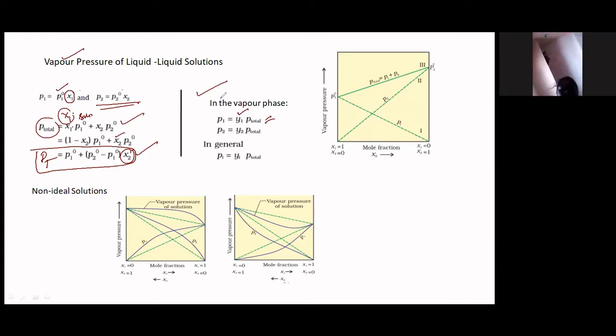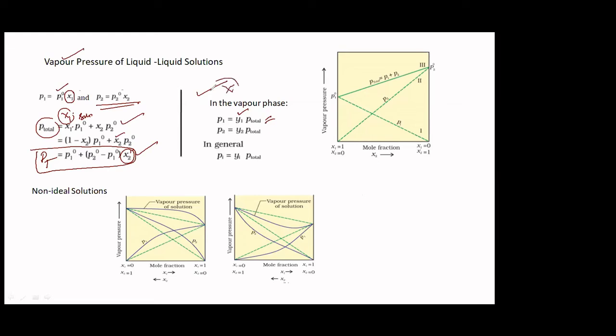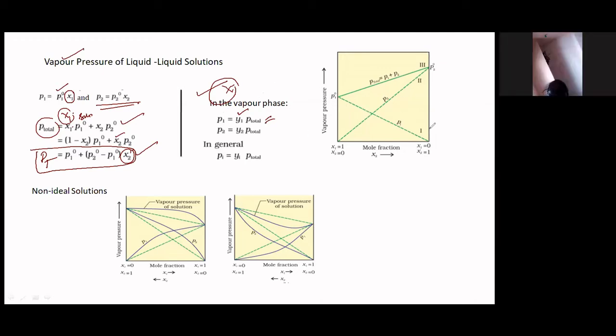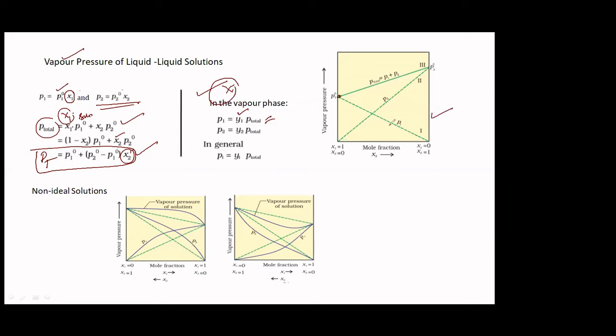Fine. So this is very important. Sometimes they will ask you to find the mole fraction in the vapor phase, wherein you are going to use Dalton's law, right? And this is the graph that you are going to get for an ideal solution. This is the vapor pressure curve of component 1, and the vapor pressure curve of component 2. You can write this as P2 is equal to P2⁰ into the mole fraction of the second component. And this graph gives you the total vapor pressure, okay?